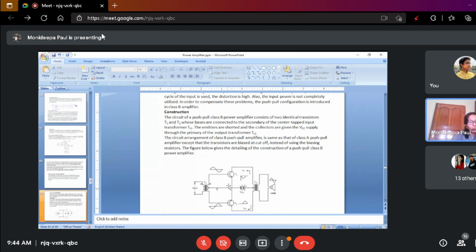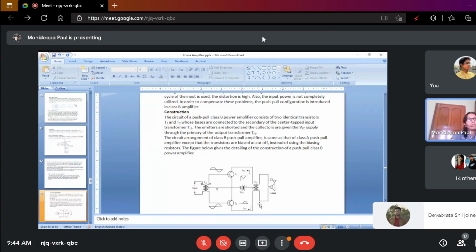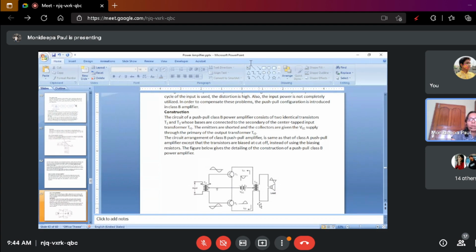Actually, this push-pull configuration uses the working principle of class B power amplifier. In class B power amplifier, during the positive half cycle, we get the output. But when we connect transistors based on the working principle of class B power amplifier, we connect two transistors. These two transistors and circuit diagrams are made in such a way that each transistor works on the principle of class B power amplifier. Then we get the output throughout the cycle. That means during the positive and during the negative half cycle.